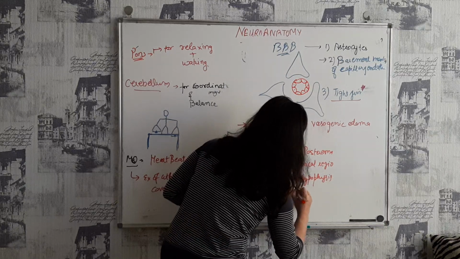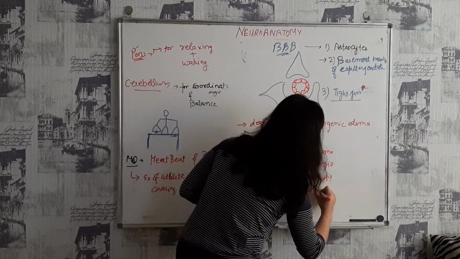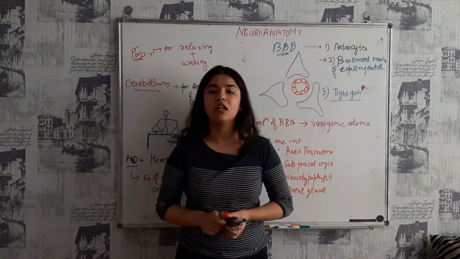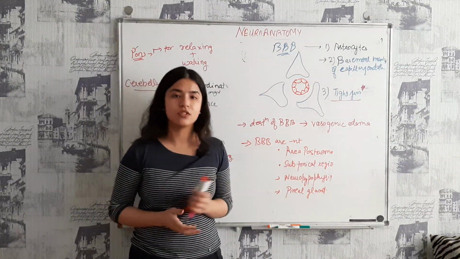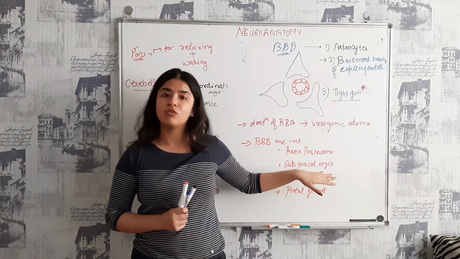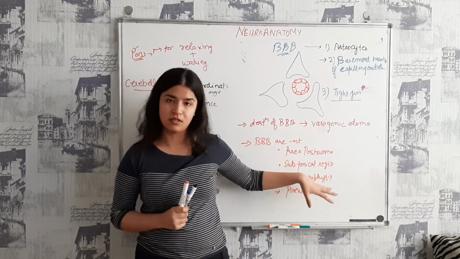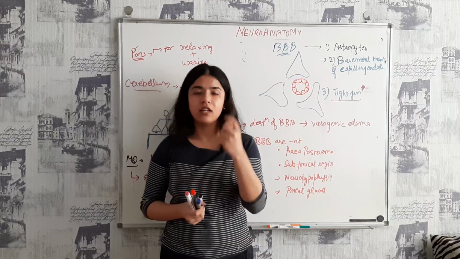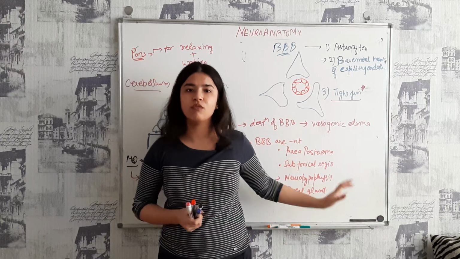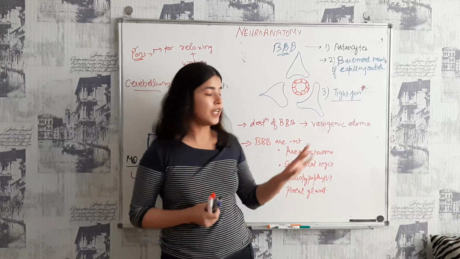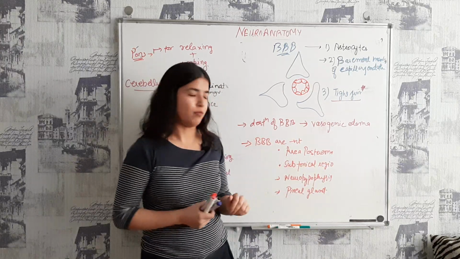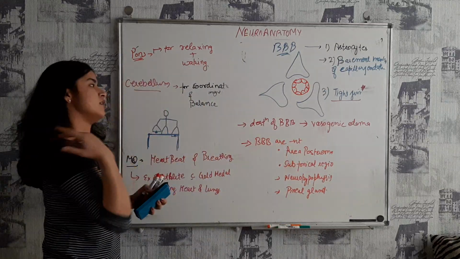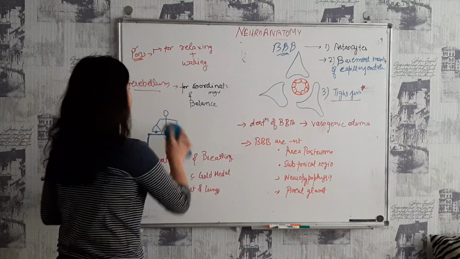and the pineal gland. Now this area postrema is also known as the chemoreceptor trigger zone, and it is a vomiting center. So mainly in the medulla oblongata, the area mainly responsible for the vomiting reflex is the area postrema. Just remember this. So this is about the blood-brain barrier.